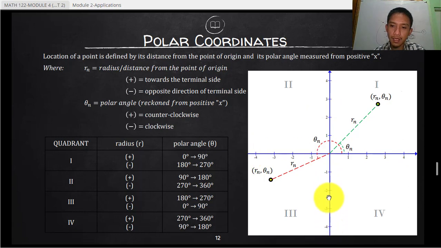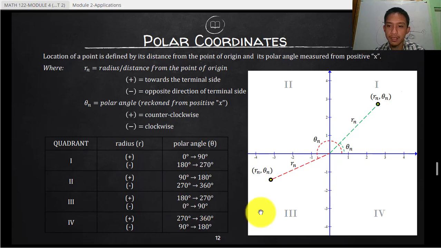180 to 270. So your terminal is somewhere here, as I explained a while ago. Let's say that is your terminal from 180 to 270, but your radius is negative. Therefore, your point will fall on quadrant 1. Okay? So again, that is just the opposite because of the negative radius. So that will be the same. So you can look at this one.